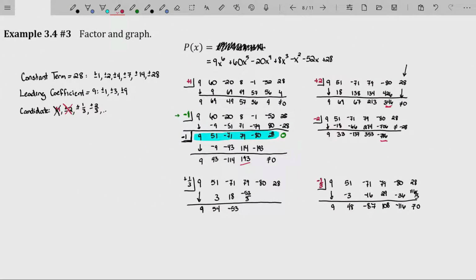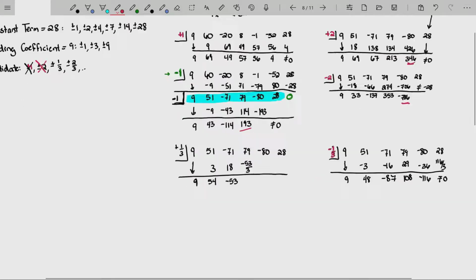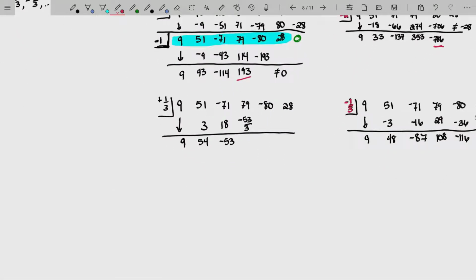We only found one zero so far, which is super not satisfying. Let's try the 2/3 and negative 2/3. And because I happen to know where the zeros are for this, we can just try the 2/3, because I think 2/3 ends up being a zero. So let's try it out.